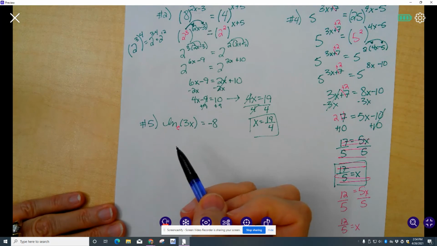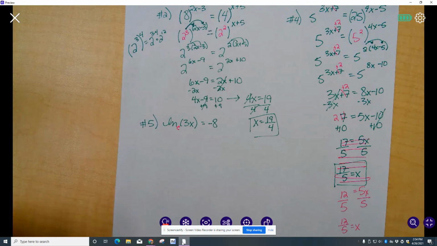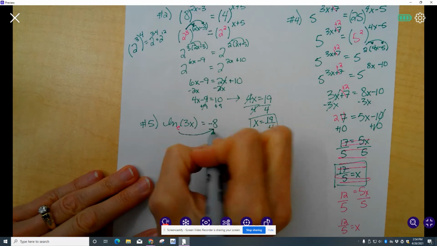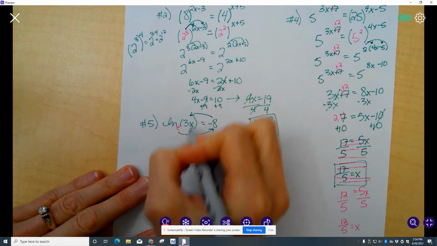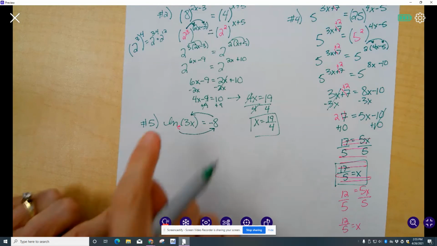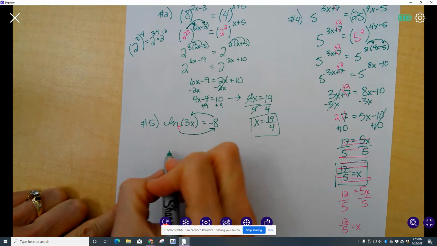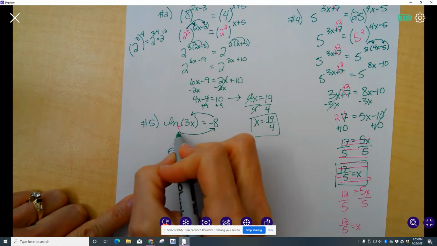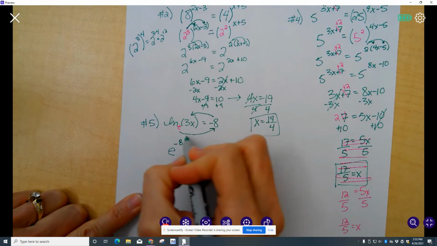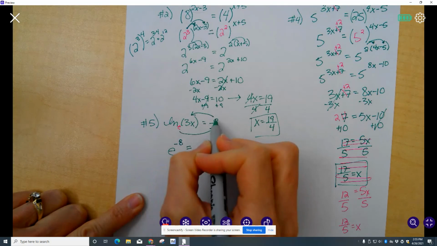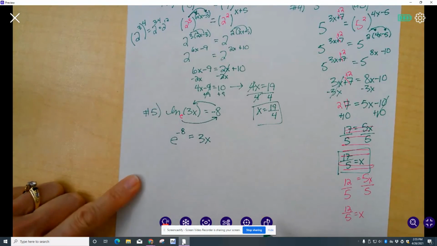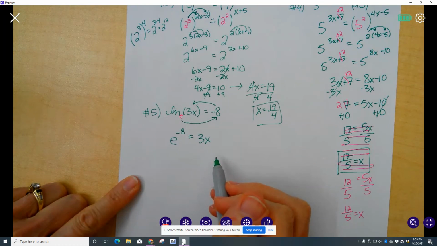Now, this is how I teach my rewriting. I use this arrow trick, sometimes I call it rock and roll. I want to rock and roll. So I'm going to rewrite this as an exponential with a base e. So my first arrow says it's going to be e to the negative 8. And then I put my equal, and what is it going to equal? 3x. So now I can keep solving this for x.